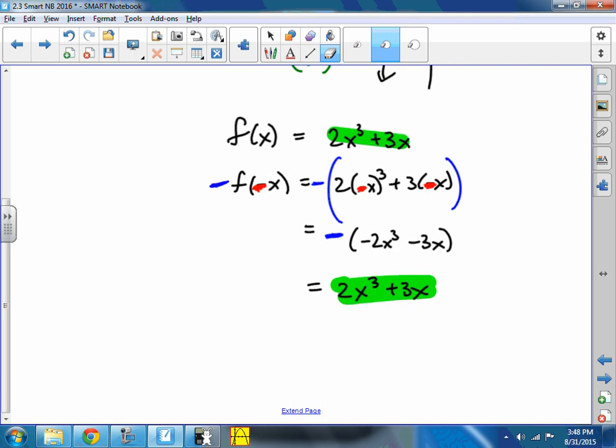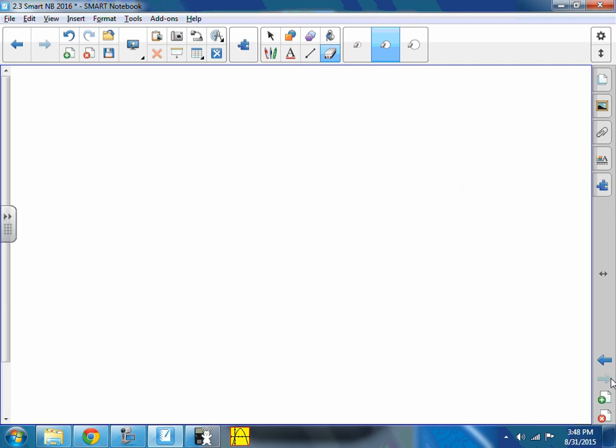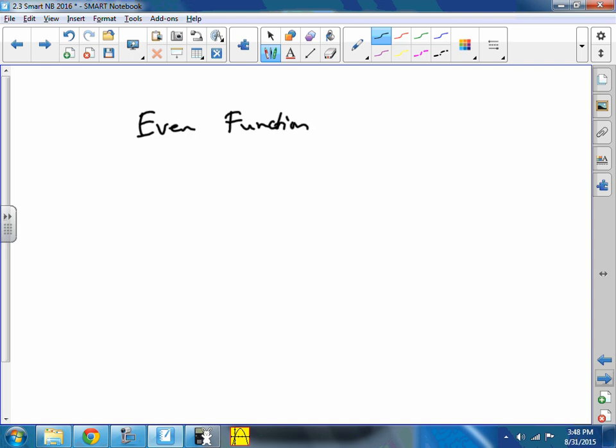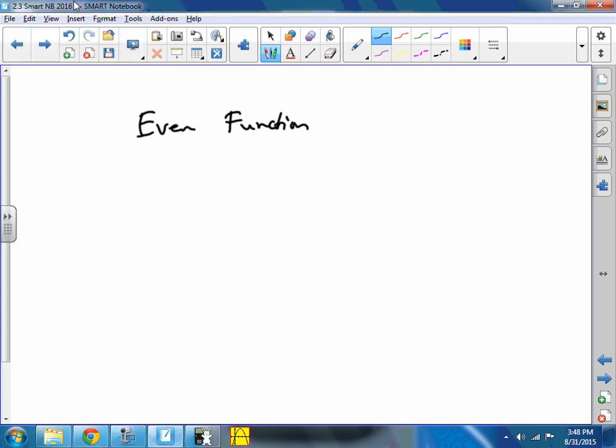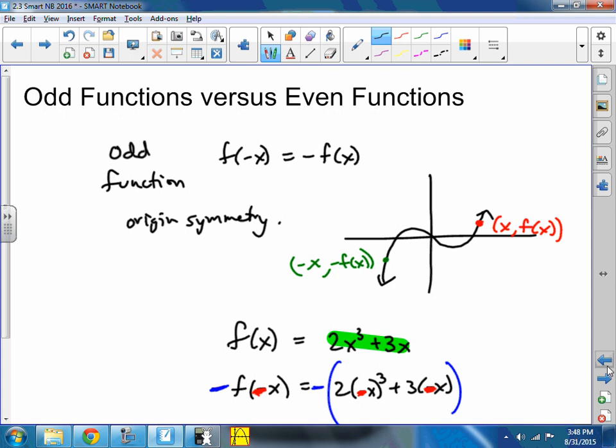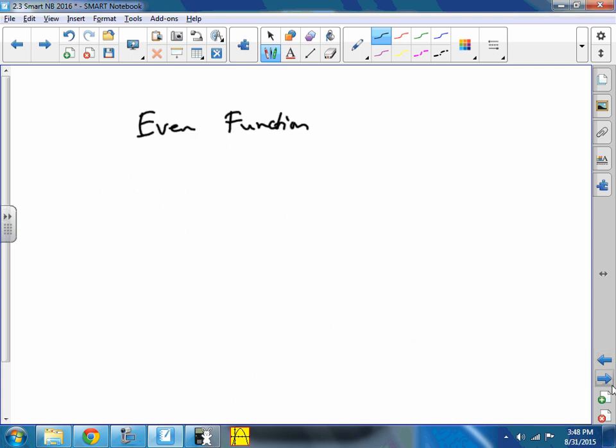Okay? Now let's talk about even functions real quick. An even function is different. Trying to keep my time reasonable here. An even function does not have, as the odd function has, origin symmetry. It basically has what we call y-axis symmetry. So this is actually a little bit easier. Okay, a graph like this one is considered an even function.